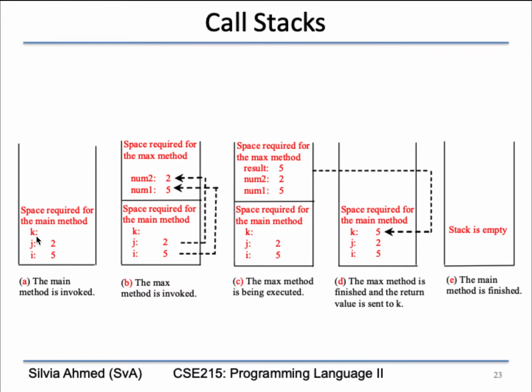So after the main method, when we call the max method, the max method and its variables are declared, or the spaces are allocated, just on top of the space of the main method. Then we perform the task for the max method, and when the task for the max method is done, this space again becomes empty and we come back to the main method. And then when the task of the main method is also done, this space is also declared as empty, so the stack is now empty.